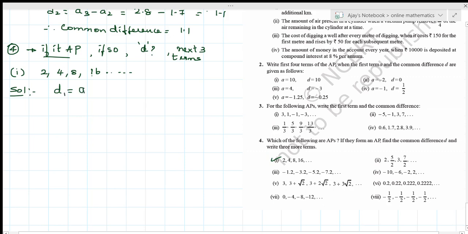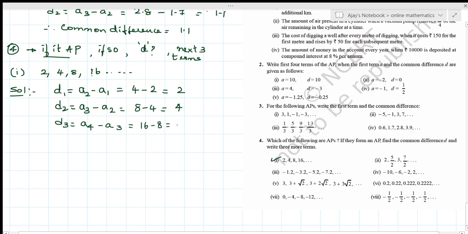I just calculate D1 = A2 minus A1, which is equivalent to 4 minus 2, which is 2. D2, which is A3 minus A2, which is 8 minus 4, gives rise to 4. D3, that is A4 minus A3, 16 minus 8 is 8. So clearly we can say that D1 is not equal to D2, not equal to D3.